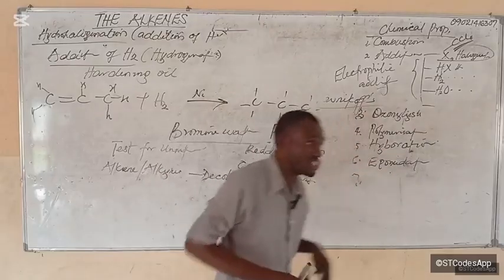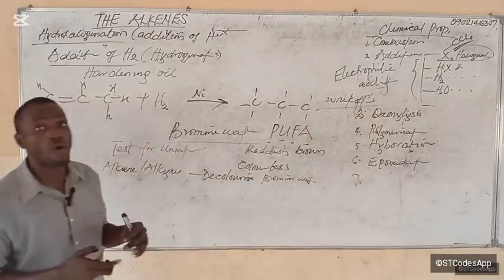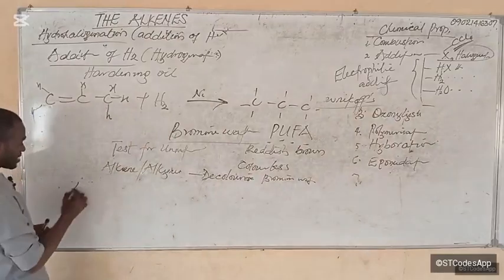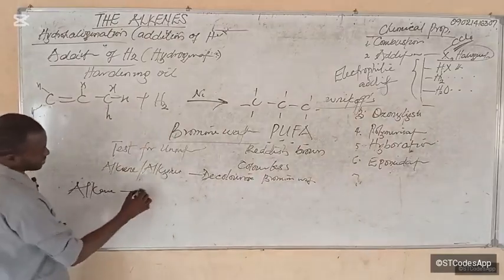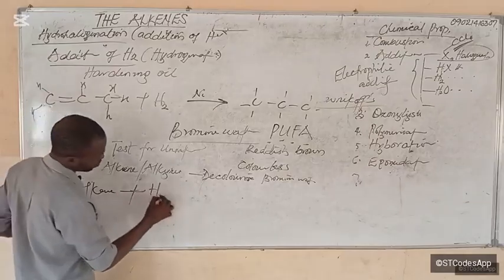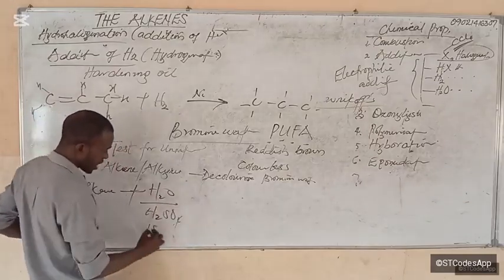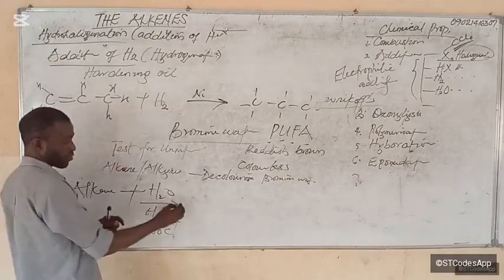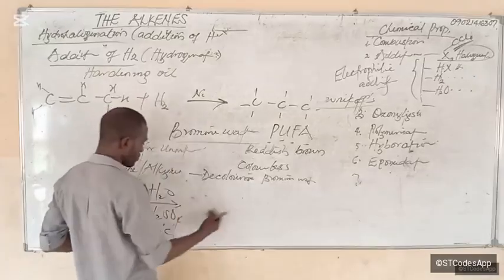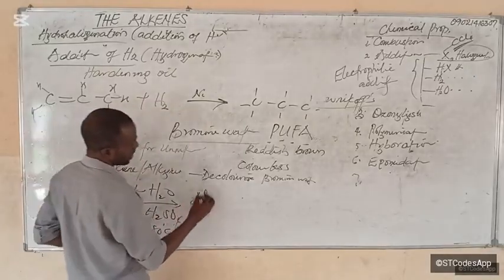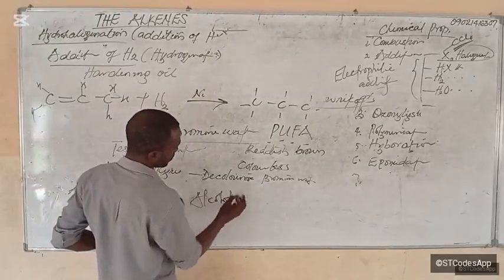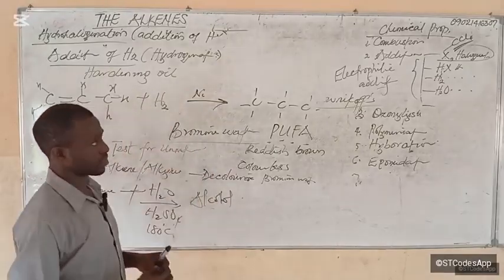Now, under hydration, we form what? Alcohol, in the presence of what? Acid. So let me just put that down because of the time. Plus H2O in the presence of acid, H2SO4, for example, at 180 degrees Celsius, just like what we did there. What will happen? We form alcohol. We just reverse the process of that thing.